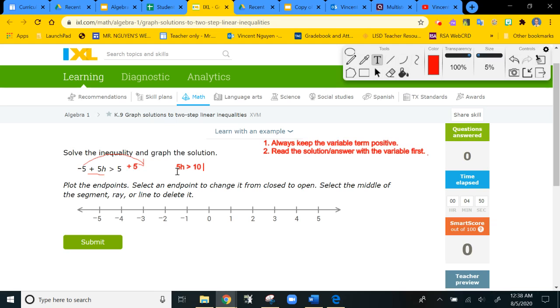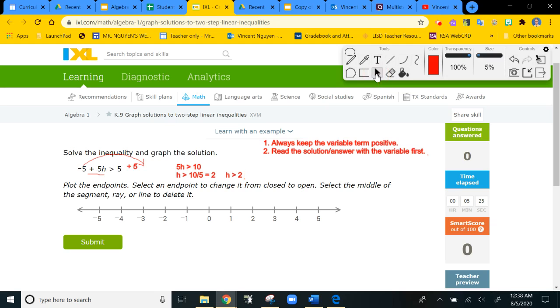All right. And now to solve for h, I have to divide by 5, right? So if I divide by 5 on both sides, I would get h by itself. And I do not need to switch my inequality symbol because it's already positive. I'm dividing by a +5. So 10 divided by +5 would give me 2. All right. So my solution here is h is greater than 2. You see how I'm reading that with the variable first, right? H is greater than 2.